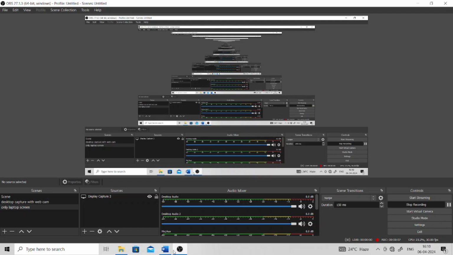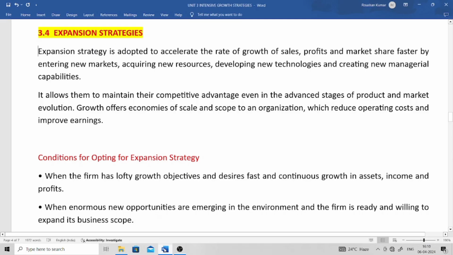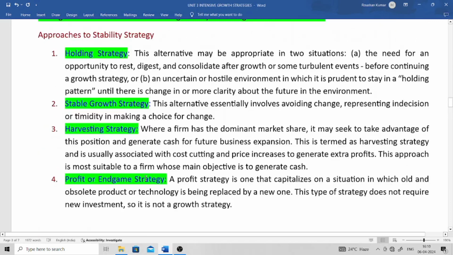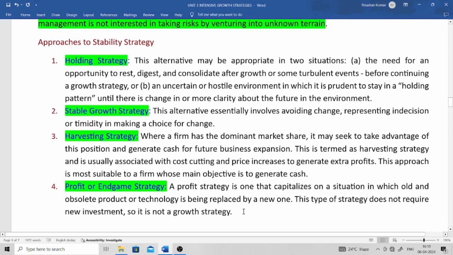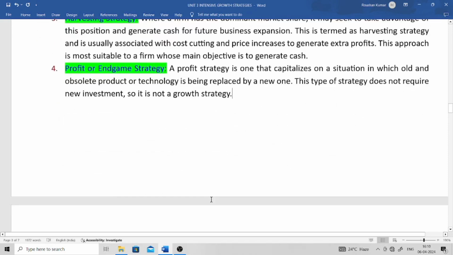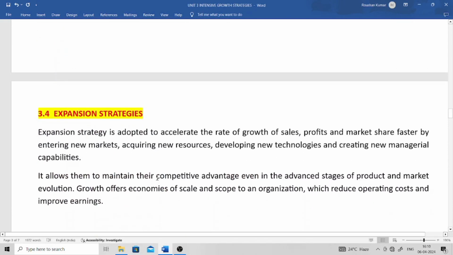Welcome to this session. Today I'm going to talk about the remaining portion of the third unit, and the name of this third unit is intensive growth strategies. In the previous session I talked up to approaches to stability strategies. Now I am going to talk about the expansion strategies, that is 3.4 expansion strategies.